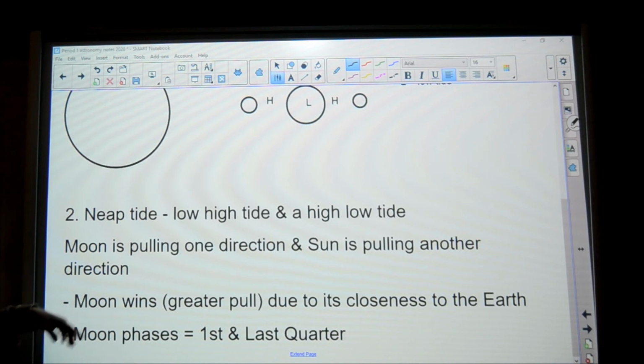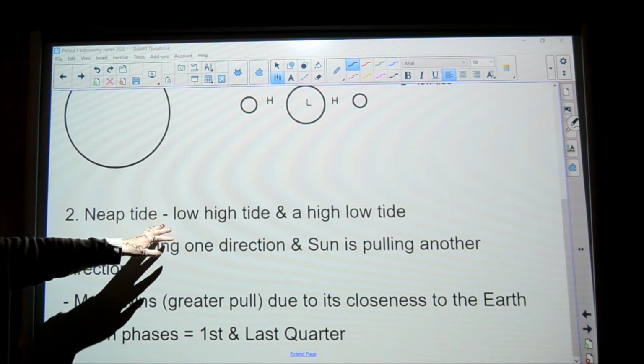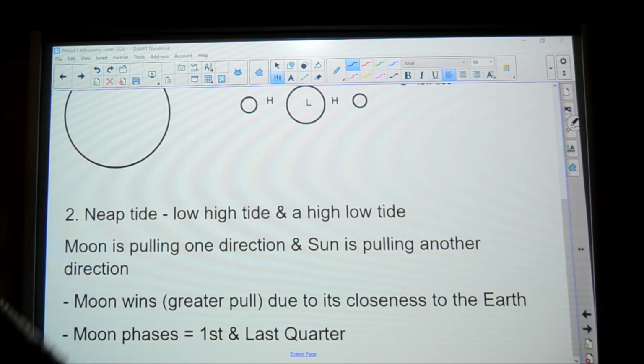With that one, your low tide's not really low. There's not a huge change between normal. And the high tide's not really high. It's not a lot of change between what it normally is. All right, remember, so the moon only wins because it's closer. This, neap tides, first and last quarter. Moon pulling one direction, sun pulling opposite direction.